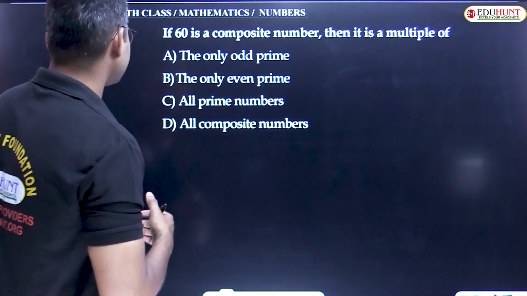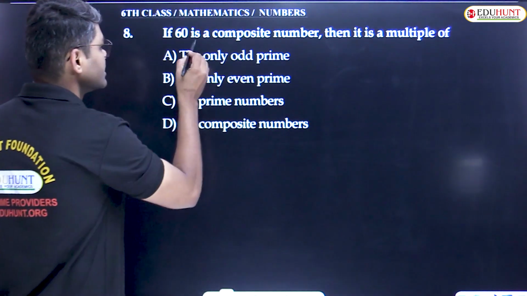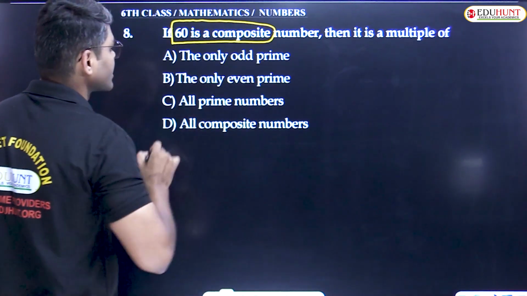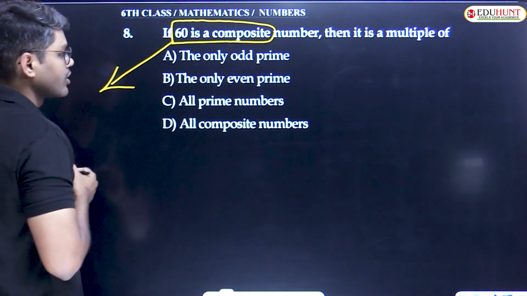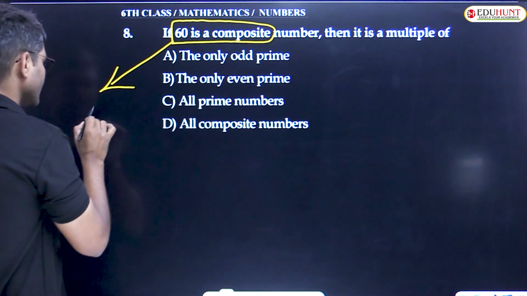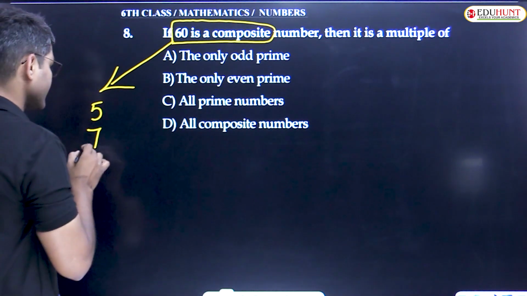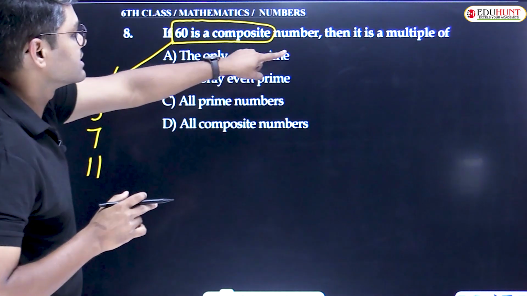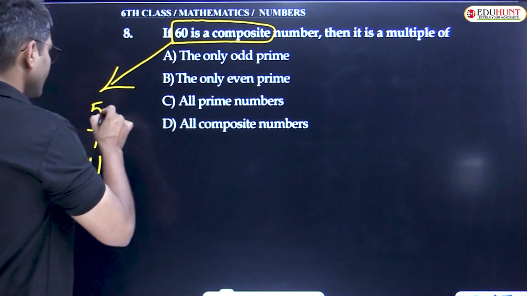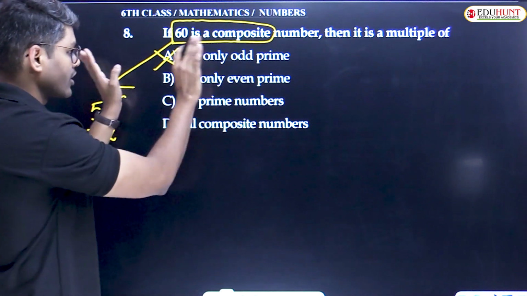If 60 is a composite number, then it is a multiple of what? 60 is a composite number. The only odd prime, so what is the only odd prime? It can be divisible by 5. Odd primes means 5, 7, 11. These all are odd primes. It is a multiple of 5 but not 7 and not 11. Okay, the answer for this question is not at all A.